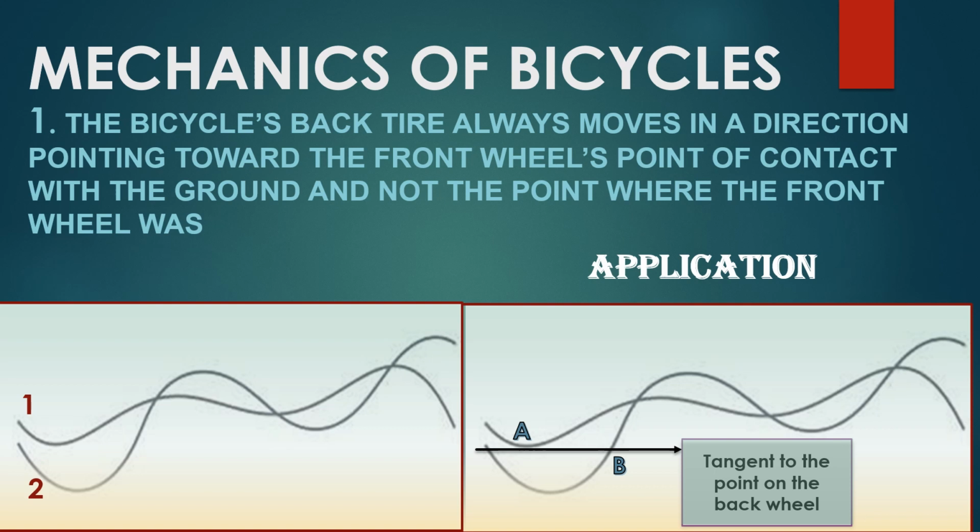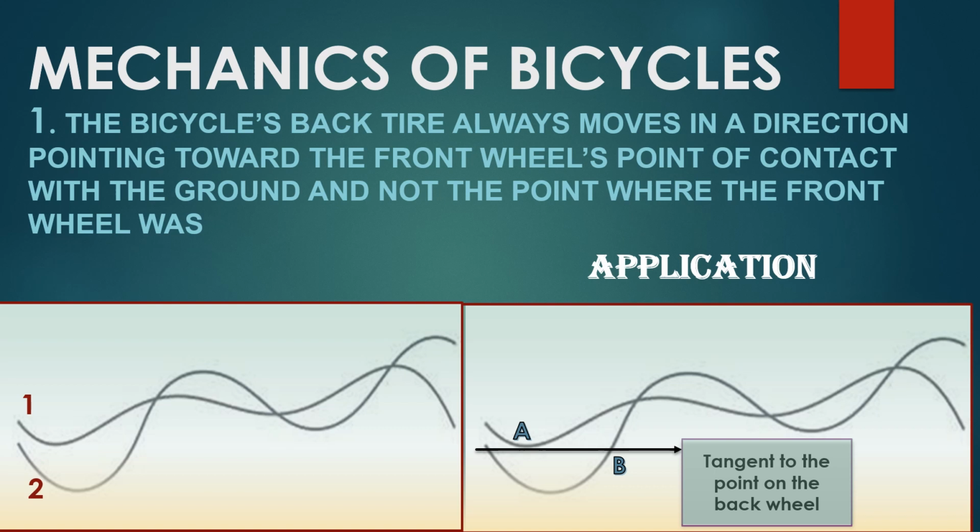First, the bicycle's back tire always moves in a direction pointing towards the front wheel's point of contact with the ground, and not the point where the front wheel was. This is due to the structure of the bicycle. The frame, back wheel, and the point of contact of the front wheel are all along the same direction. But the direction of motion of the front wheel is not the same because it is free to rotate about the frame, whereas the back wheel and frame are connected. This property has an important application.